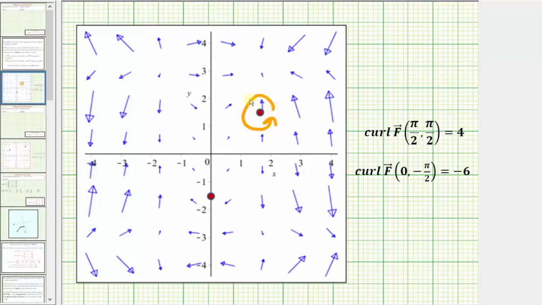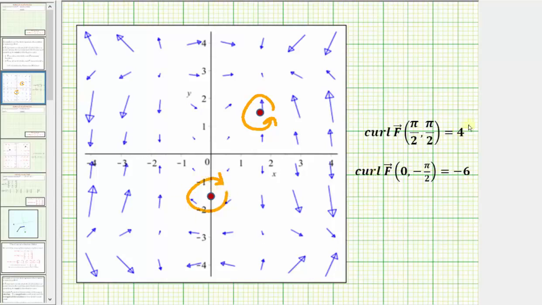And the point 0, negative pi over 2 would be this point here. And notice how the value is negative, meaning the vector pointing in the direction of the axis of rotation would be downward this time. So using the right-hand rule, if we point our right thumb down and then close our hand, your fingers would curl in this direction here, which is the same direction as the direction of rotation at this point. So for a two-dimensional vector field, if the curl is positive, the rotation is counterclockwise. If the curl is negative, the rotation is clockwise.